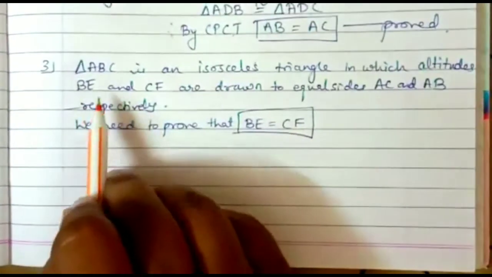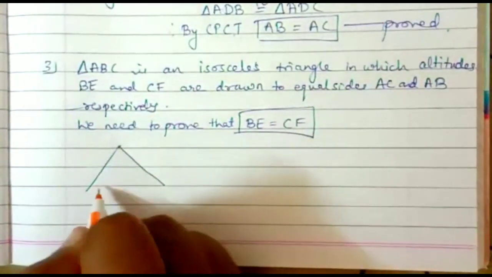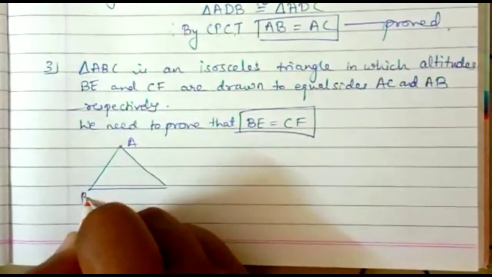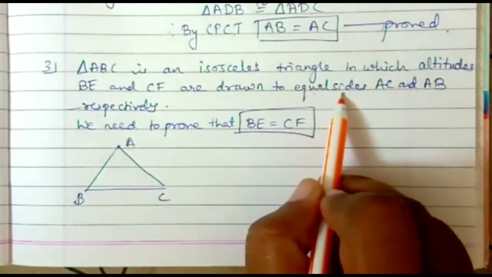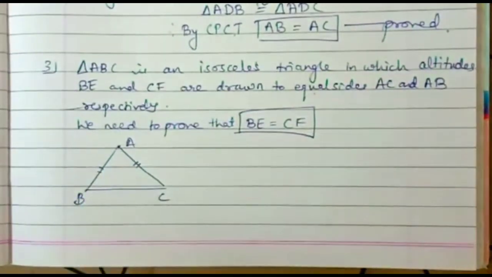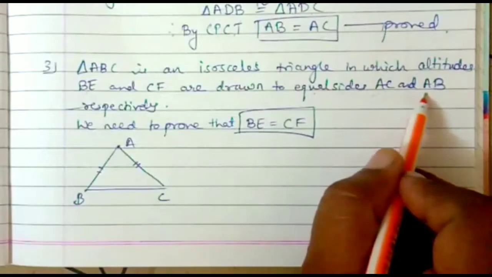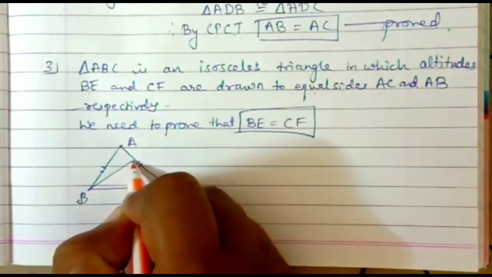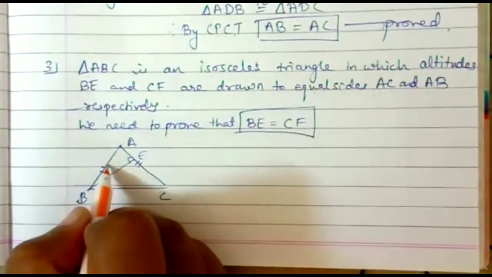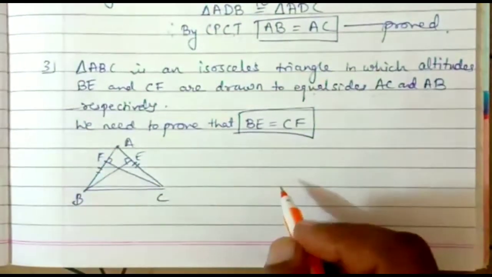Let us see our next question. Triangle ABC is an isosceles triangle. So we have first of all triangle ABC, which is an isosceles triangle having equal sides AC and AB. That means AC and AB are equal, right? Again we have BE and CF as altitudes on the given sides. So this one is BE and the second one is CF. These are the two altitudes drawn on the opposite sides.